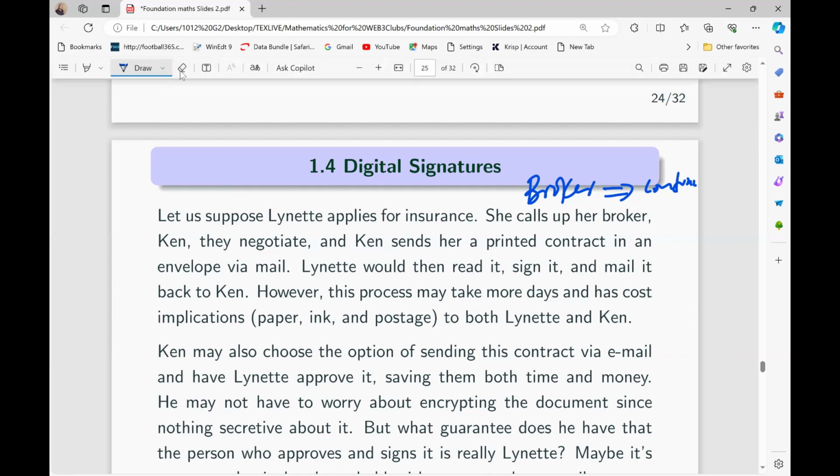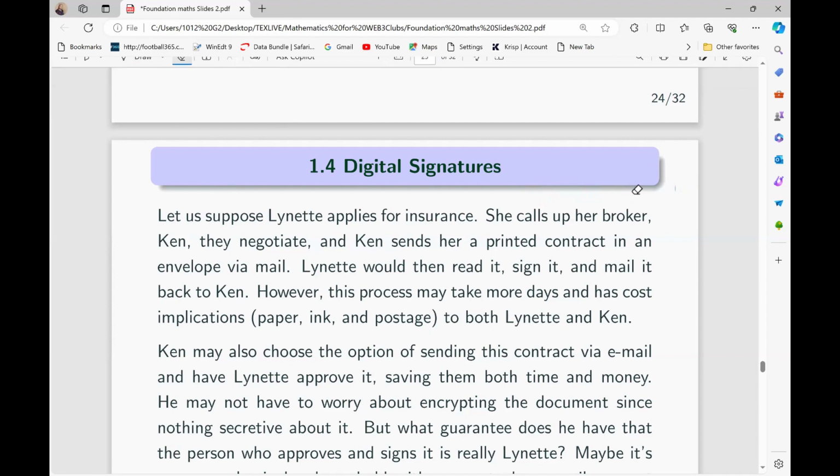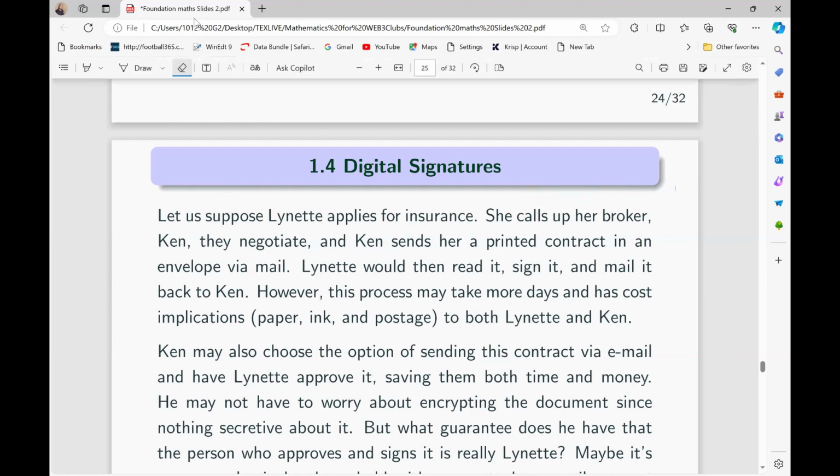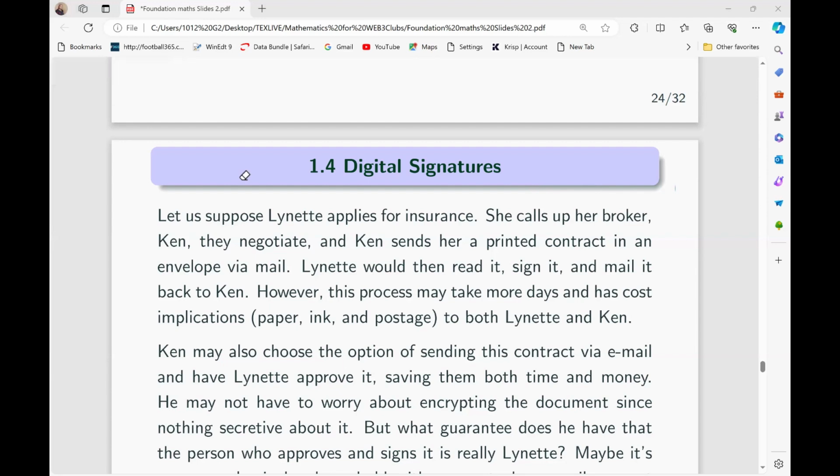Even sending a courier might take long. Maybe it's delivered to you, you sign, again, it takes some time, and you post it back. So it might take long and be slightly expensive.